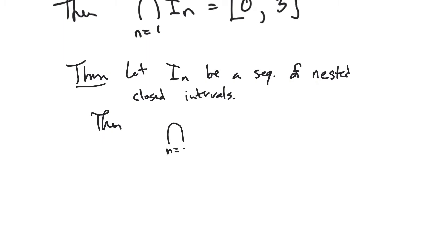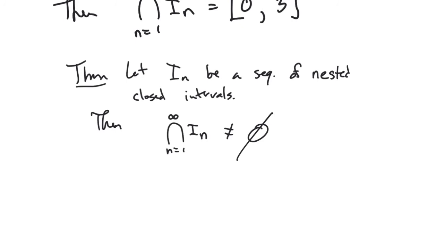The intersection from n equals 1 to infinity of In is not the empty set. In the picture that I just drew, all those intervals contained that big chunk on the right-hand side. But even if you shrink both sides at the same time, what the theorem says is the intersection of all the intervals can never be the empty set. There must always be at least some point in all of the intervals. All right, that's what it says.